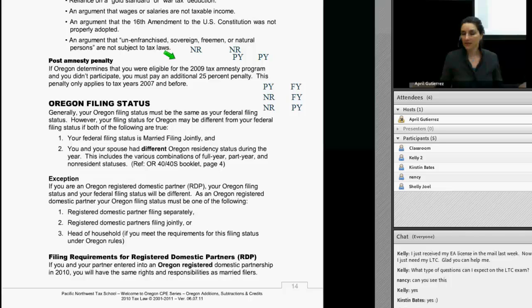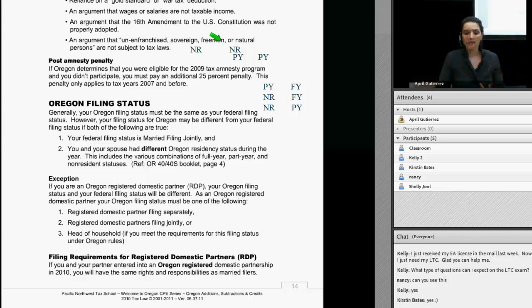So anytime you're looking at a quiz question that's getting at, can these filers file separately for Oregon even though they filed jointly on the federal, you need to be looking for a combination like the combination you see here. And if you can't find that combination, then that means that their filing status for Oregon must be the same as it was on the federal. And then, of course, that is true only for people who are married.